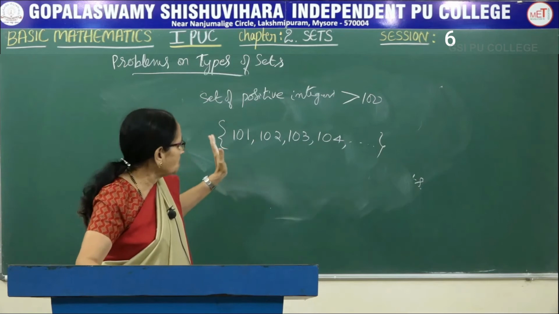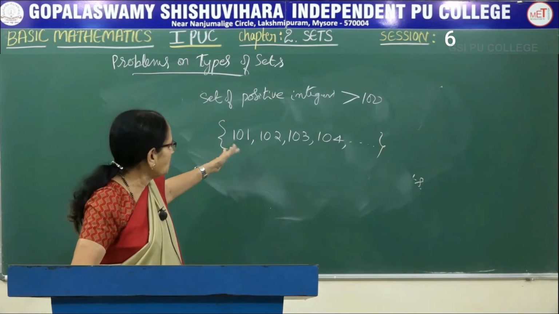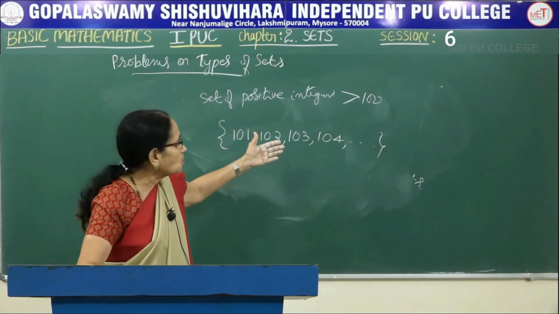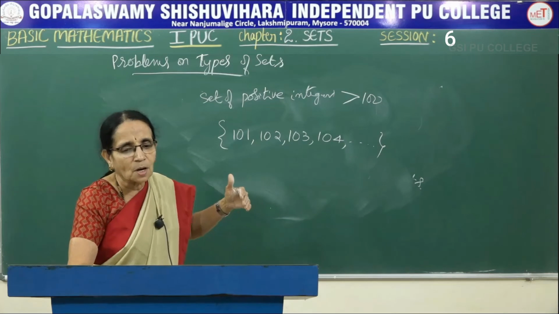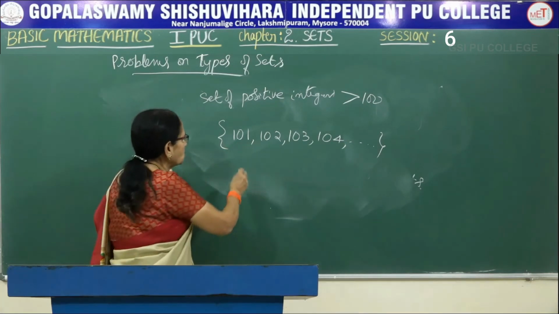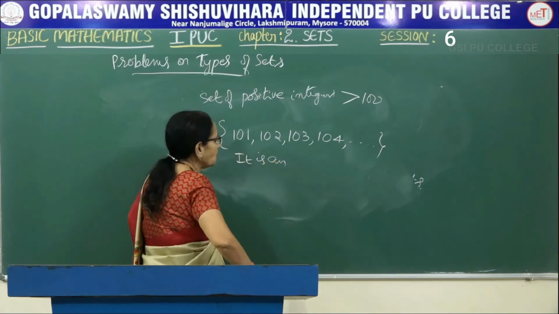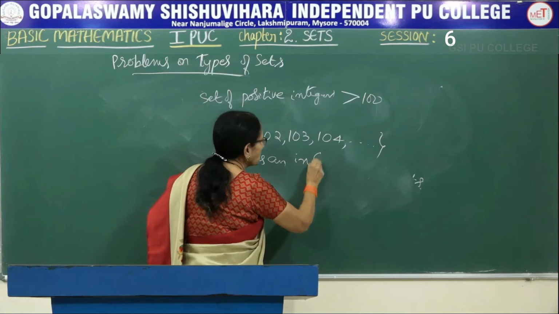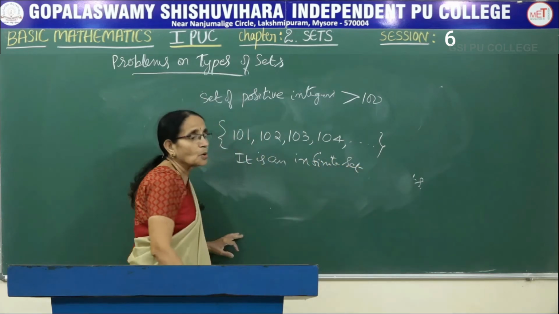It starts with 101, nothing but the natural numbers here. But the first number being 101, we do not know the last number. I mean, we do not know the exact number of elements. So what do you take this for? It is an infinite set. So I have to write it is an infinite set. Okay. So this is how you have to write.